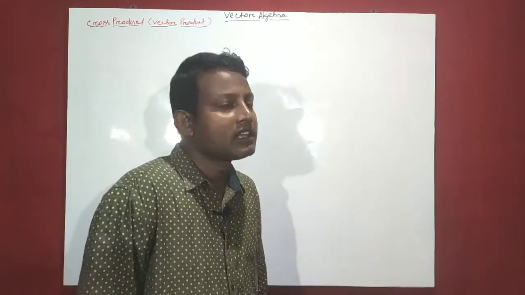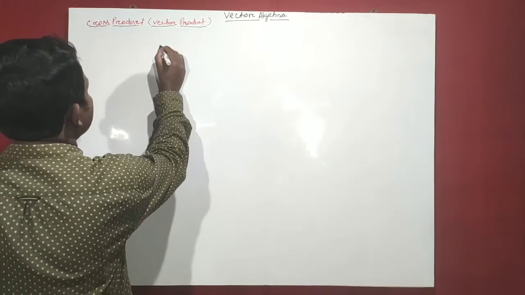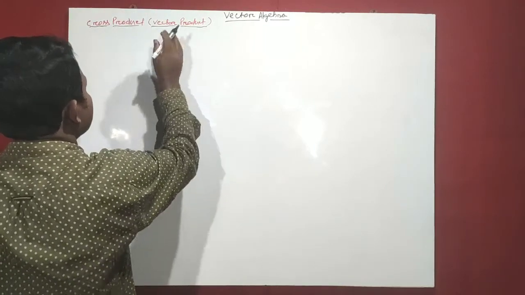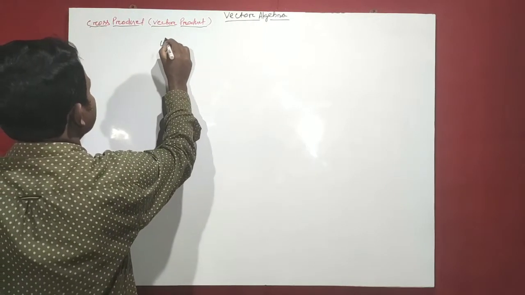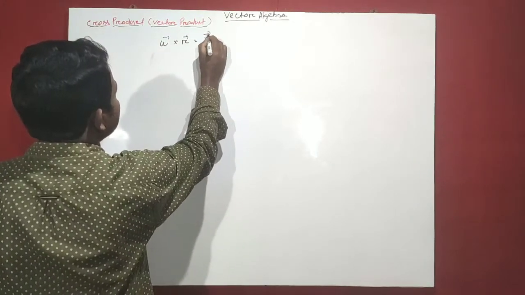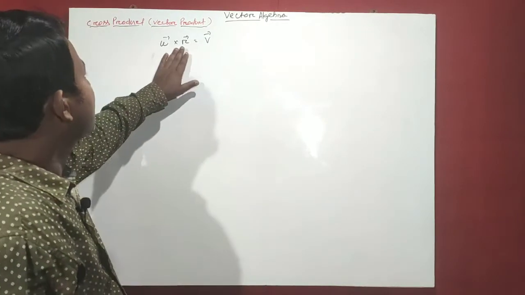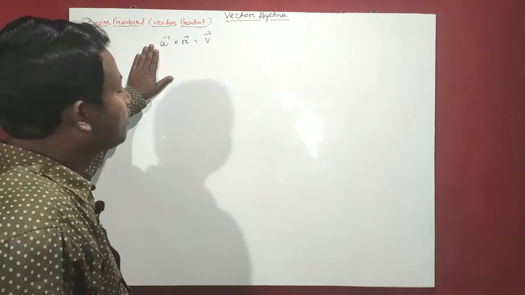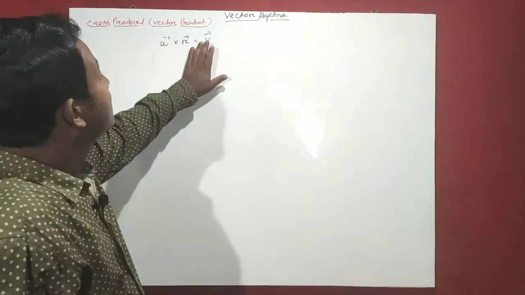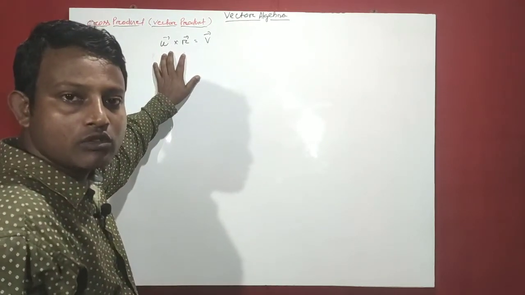Example, let's see. Omega cross R is equal to V. That means V is the linear velocity, R is the radius vector, and omega is angular velocity. Here, linear velocity requires two vectors to express itself.